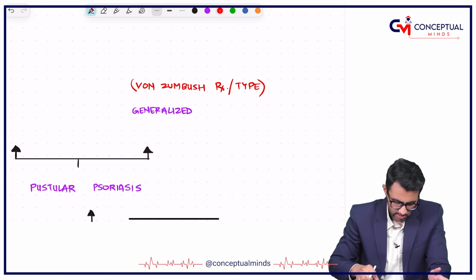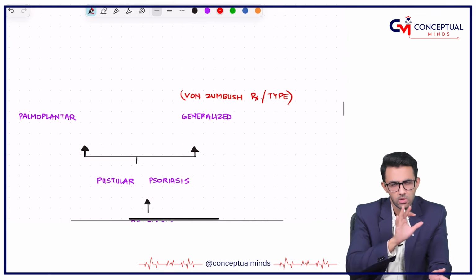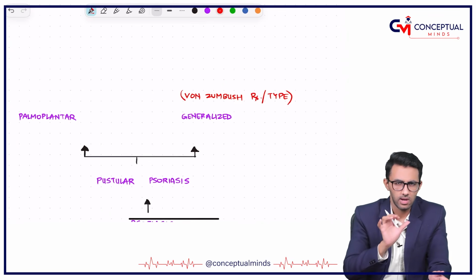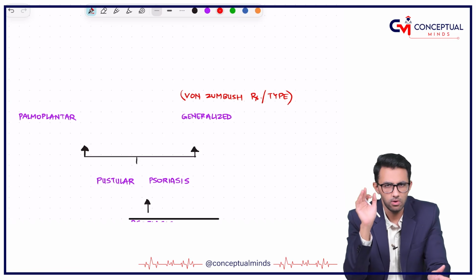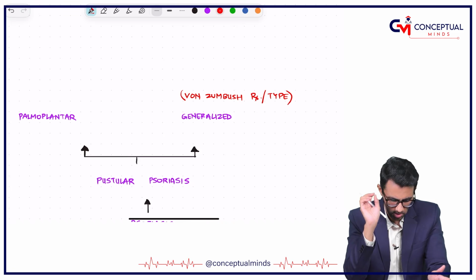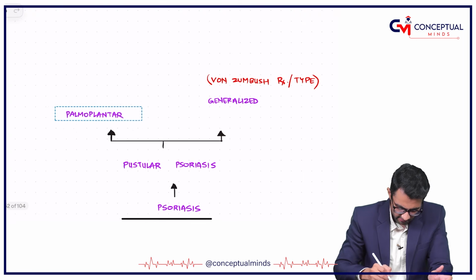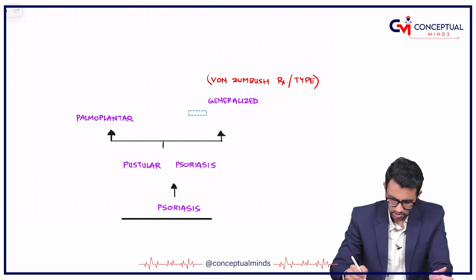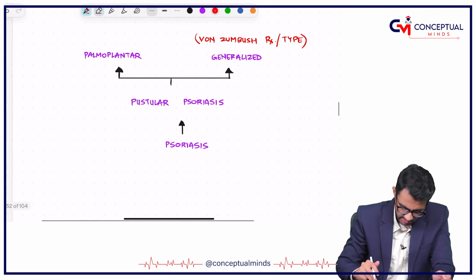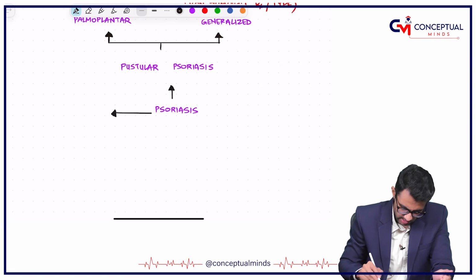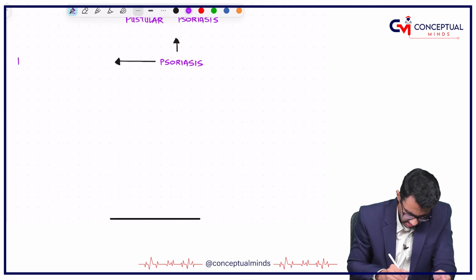So pustular psoriasis is divided into two types: localized and generalized. In the localized we have the palmoplantar type, and in the next one we have the generalized type, where the whole body is involved, with the lakes of pus appearance. Everybody who's getting a little bit comfortable, on the next slide I'm going to ask you questions, so please lend me your ears. The next one we have here is plaque psoriasis.